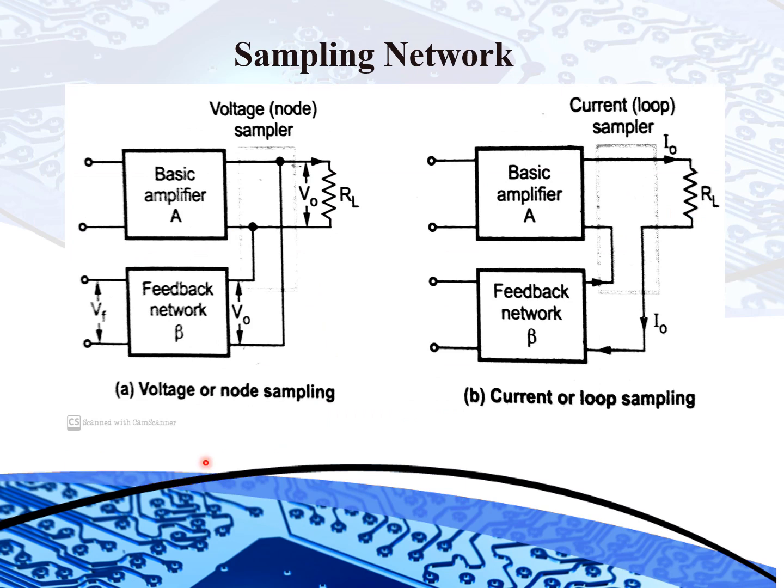Generally, we have two types of sampling network. The first one is called voltage or node sampling, and the second one is current or loop sampling. When the feedback network is connected to the output voltage in shunt manner, it is called voltage or node sampling. Similarly, when the output current is sampled by connecting the feedback network in series manner, it is called current or loop sampling.